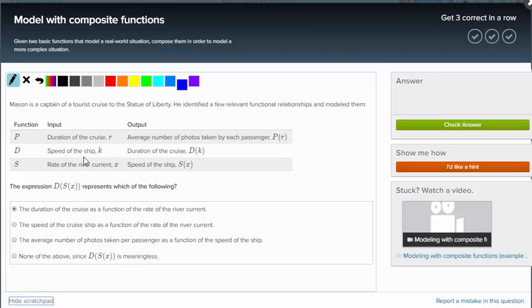Function D, speed of the ship, output duration of the cruise. Function S, rate of the river current, output speed of the ship. So what does D of S of X mean? So if I take a look at, this is my input, right? So my input is the rate of the river current, because that's what X is.